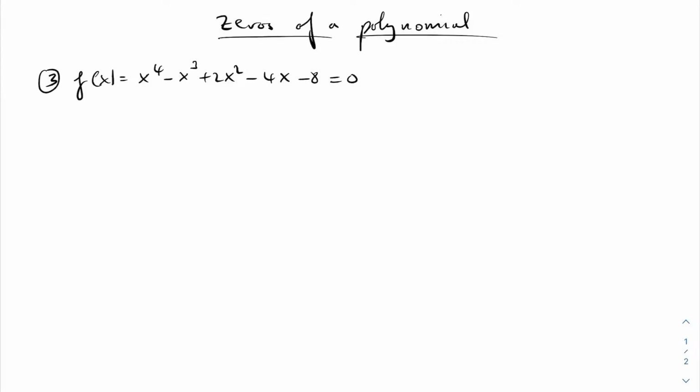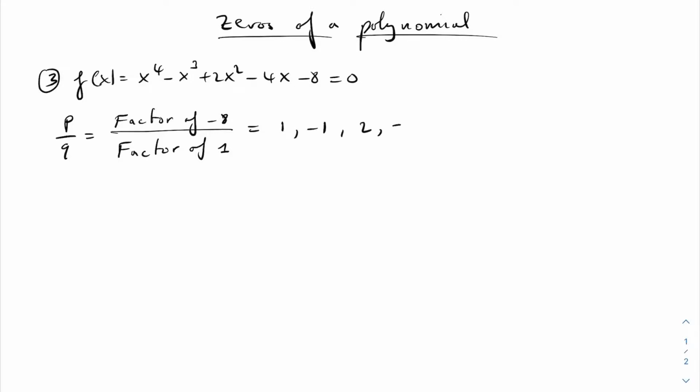So again, since this is a polynomial with integer coefficients, I can go ahead and use the rational zero theorem to figure out the list of potential zeros for this particular polynomial. So I'm going to have that as p over q, where p is a factor of negative 8 and q is a factor of 1. And so the list of numbers that you can have here is going to be plus or minus 1, plus or minus 2, plus or minus 4, and finally plus or minus 8. So all of these are potential zeros for our polynomial.